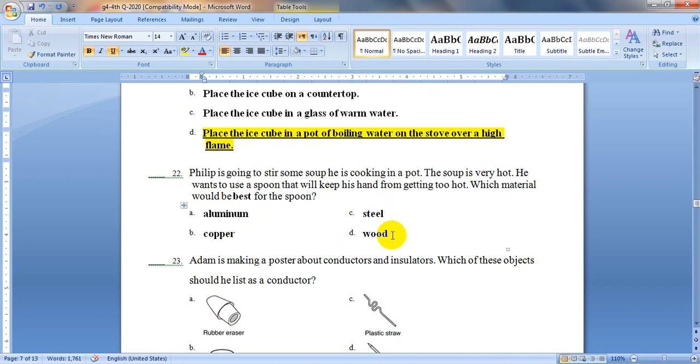The best one that will keep his hand from getting too hot will be made of wood, because wood is an insulator. It will not let the heat pass through it to heat his hand.